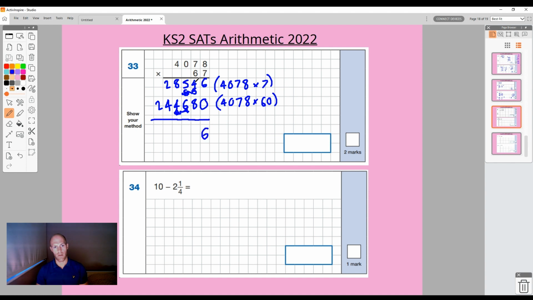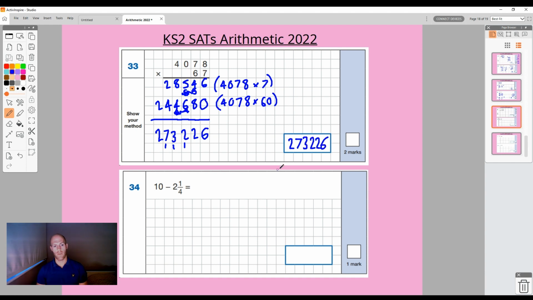6 with nothing is 6. 4 add 8 is 12. 5 add 6 is 11. Add 1 more is 12. 8 add 4 is 12. Add 1 more is 13. Just keep it neat. 2 add 4 is 6. 7. And then nothing add 2 is 2. 273,226.